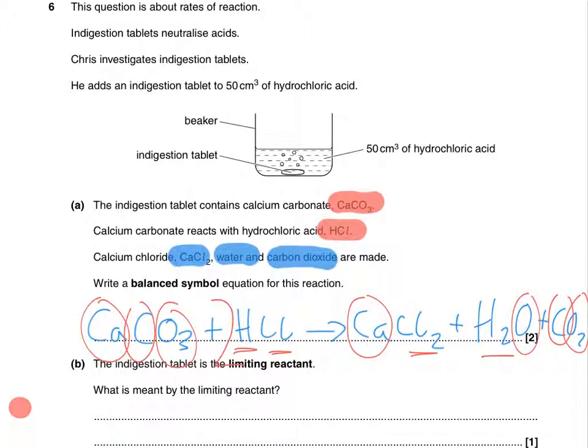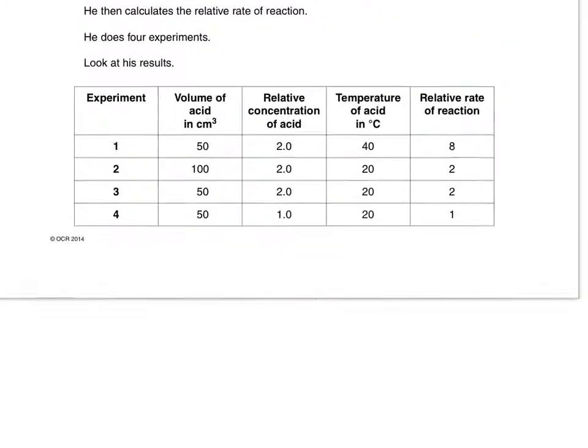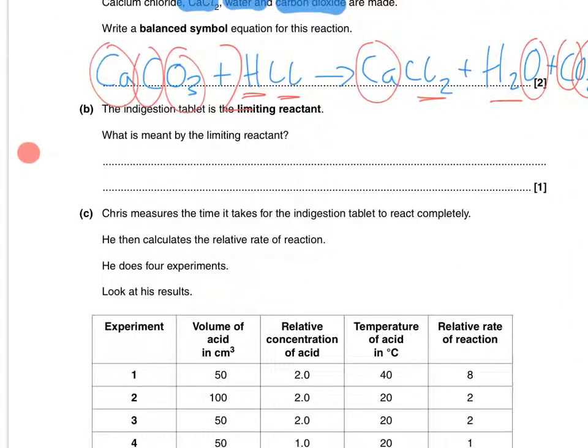The symbol equation part is the easy part. The balancing is a little bit trickier, but if you just think through it, it makes it so much easier. And so the final question on this paper, the 6 marker, which I'll do in a separate video, is: the indigestion tablet is the limiting reactant. What is meant by the limiting reactant? You should again just be thinking, I remember this, rates of reaction, limiting reactant. What is it?